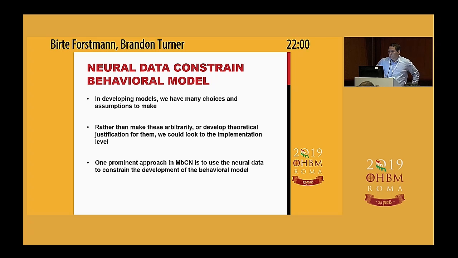Okay, so I'm going to walk through each of these blocks and just give you a couple of examples. Just think of this like a highlight reel. So the neural data can constrain the behavioral model. A lot of times when you're trying to develop a cognitive model, it's a process, right?